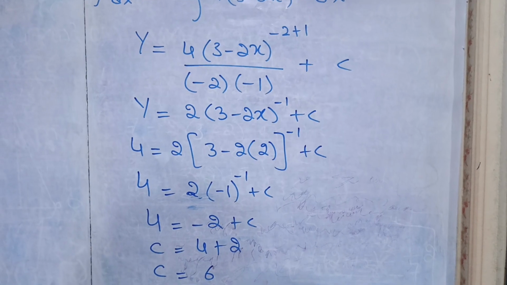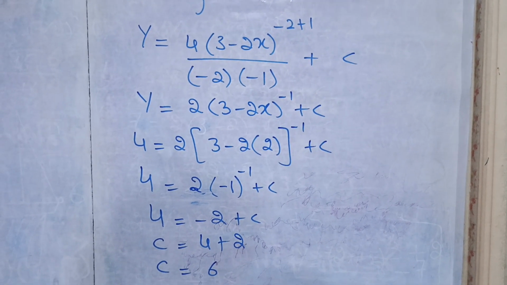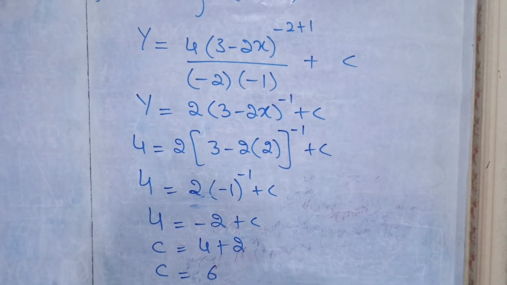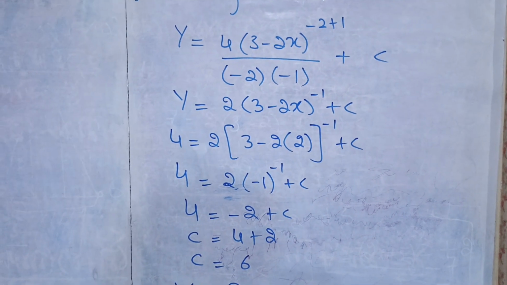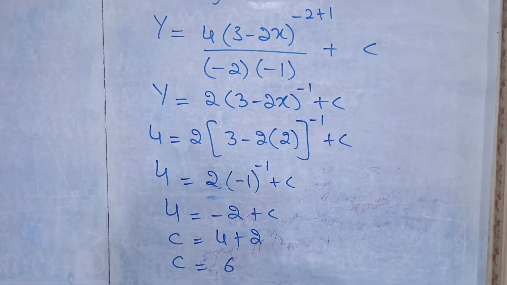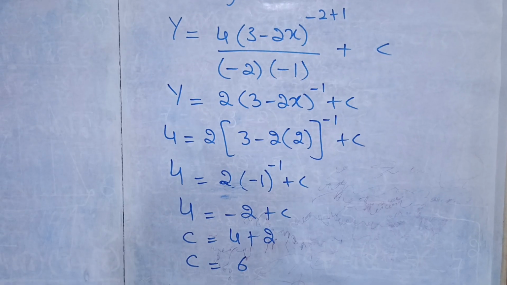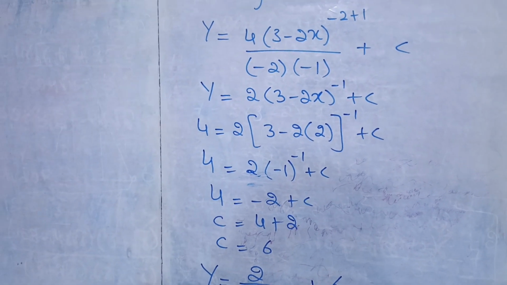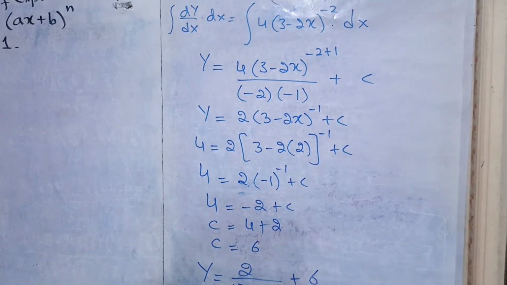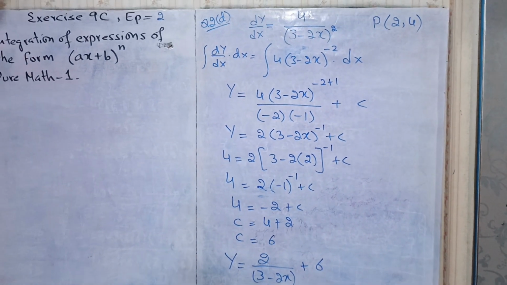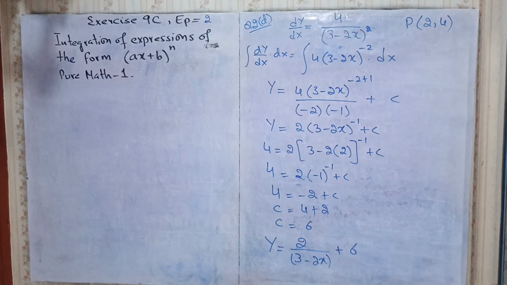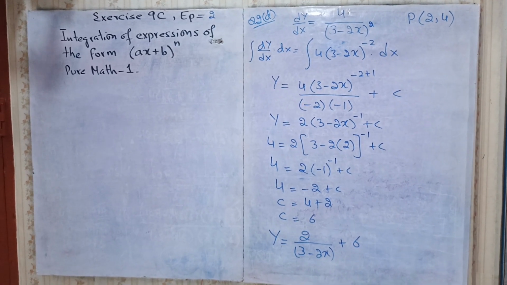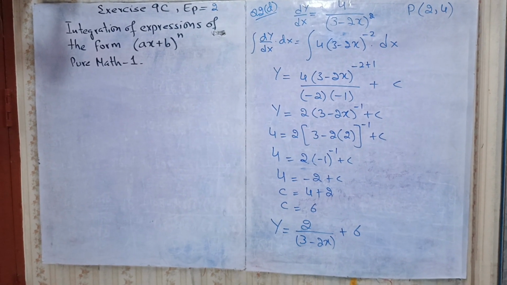So that will be 4 equals 2, and in the bracket I have a minus 1 raised to power minus 1. You can bring it downstairs. It will remain minus 1. So 2 divided by minus 1 will be minus 2. So take this minus 2 to the other side, and it will become positive 2. So c will be equal to 4 plus 2, and that will be 6. So the value of the c will be 6.